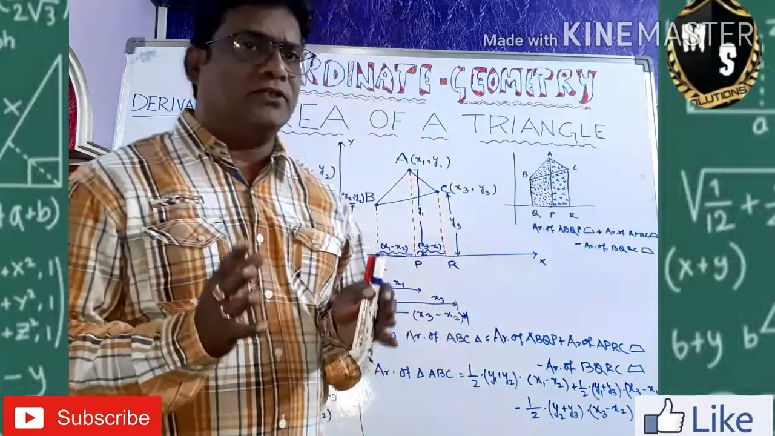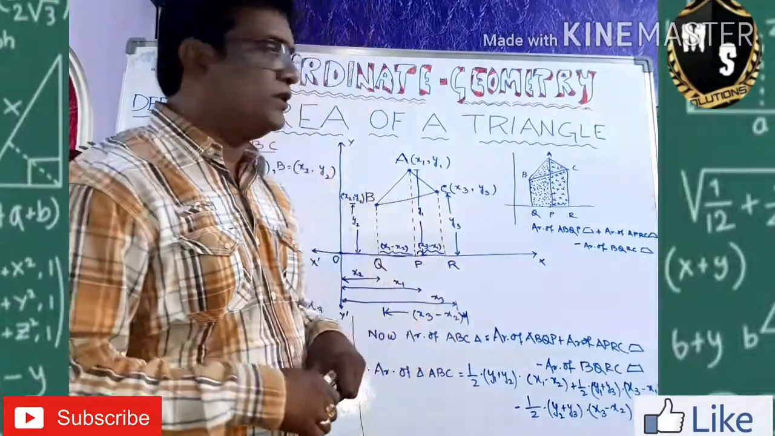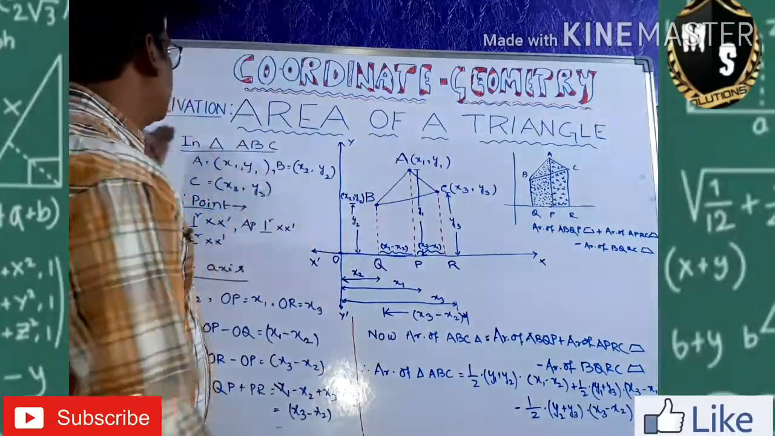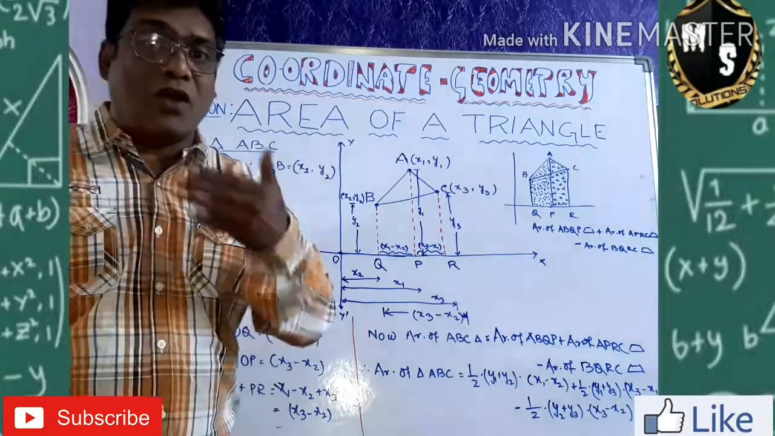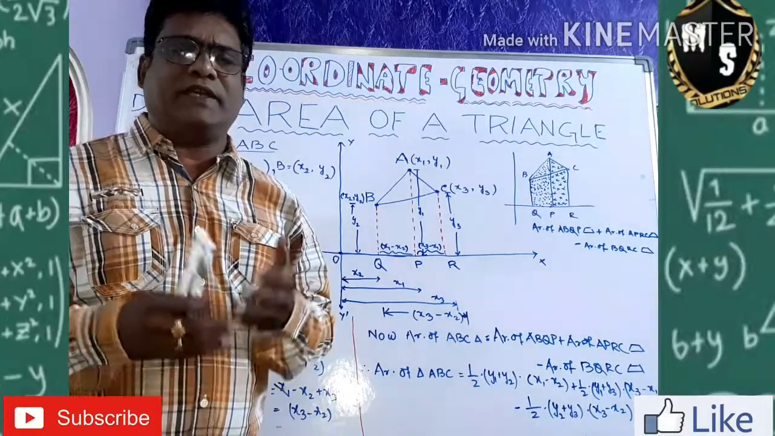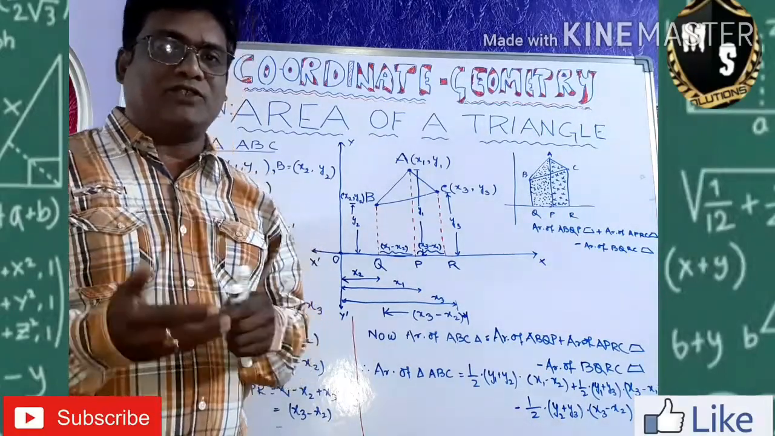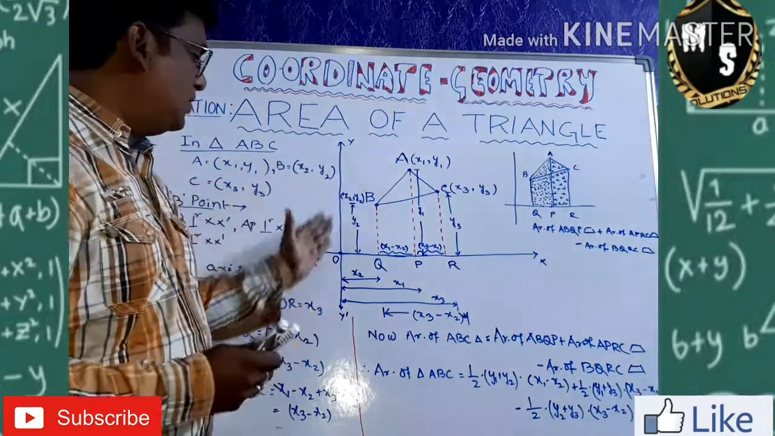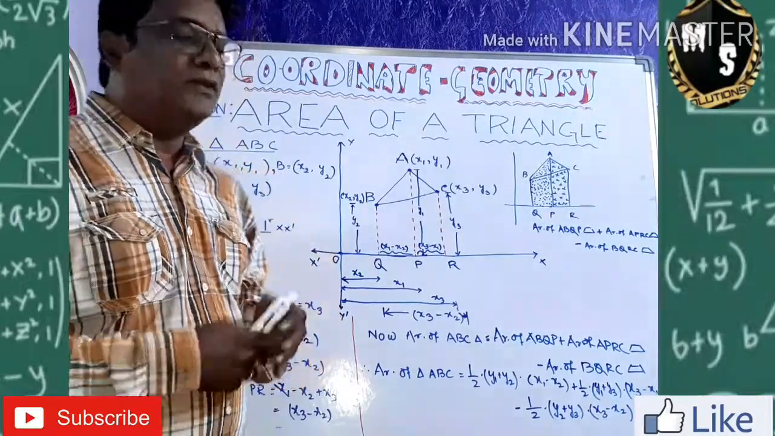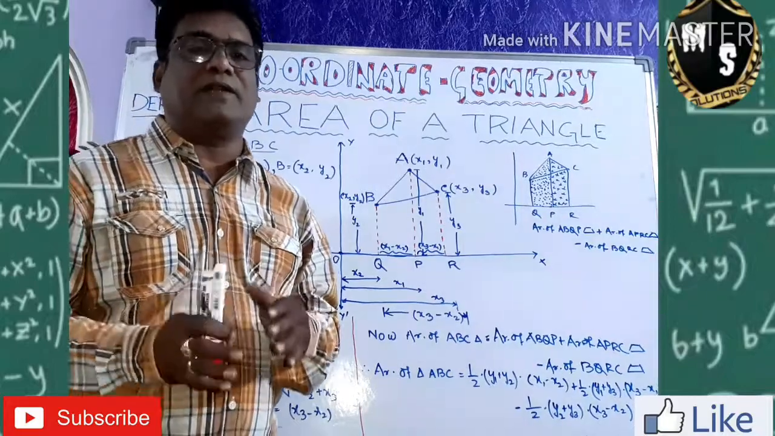So we are going to discuss the next part of coordinate geometry, which is the derivation of the area of a triangle. You already know the area of a triangle, very easy: half into base into height. But when you derive the area of a triangle in coordinate geometry, it will be something different. So this is the discussion matter today.